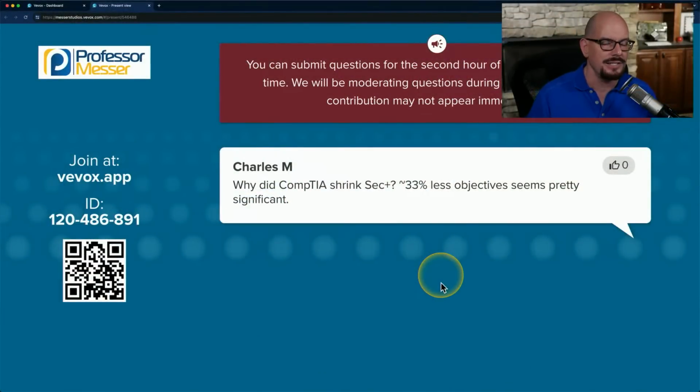Why did CompTIA shrink the Security Plus? 33% less objectives seems pretty significant. Well, I guess it could be. It's not really. In reality, these tests tend to change dramatically. What you don't know is when the exam went from the 501 to the 601, it blew up into this monster that we have today in the 601, and this big 1,000 objective exam.